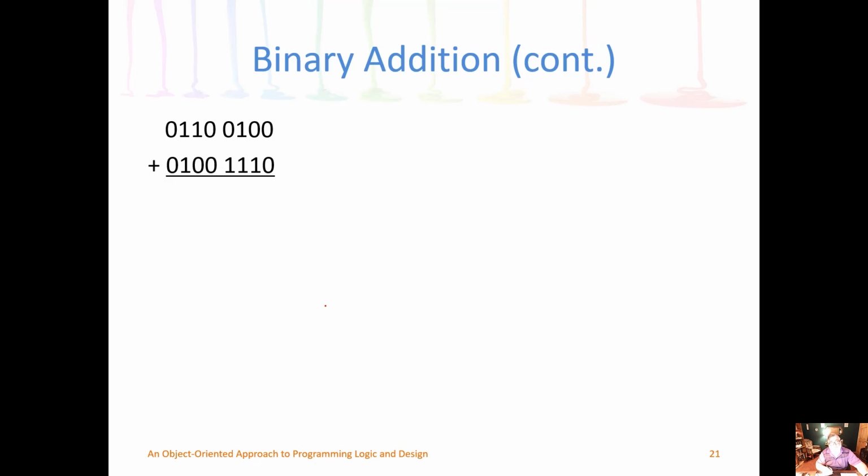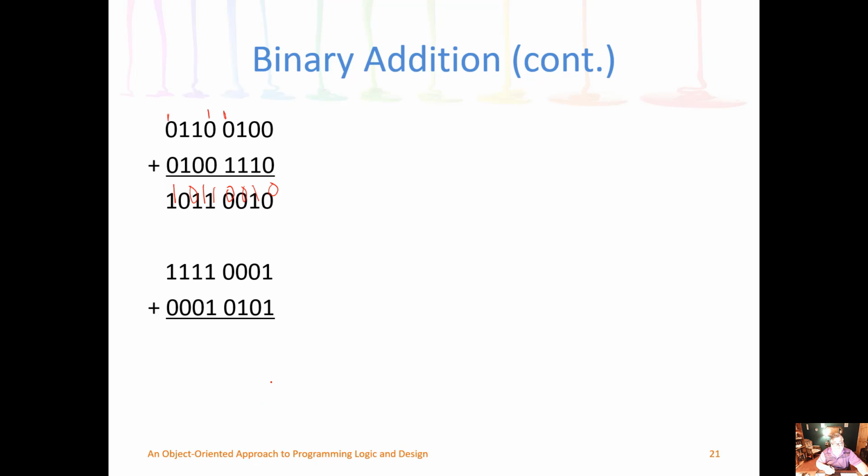Okay, again, you can stop the video, try these, and then come back to them to see if you're correct. 0 and 0 is 0. 1 and 0 is 1. 1 and 1 is 0. Carry the 1. 0 and 1 is 1, plus a 1 carried is 0. Carry the 1. 0 and 0 is 0 plus 1. 0 and 1 is 1. 1 and 1 is 0, carry the 1. 0 and 0 is 0, plus 1 is 1. So let's see if we get that one right. Yep, we did.